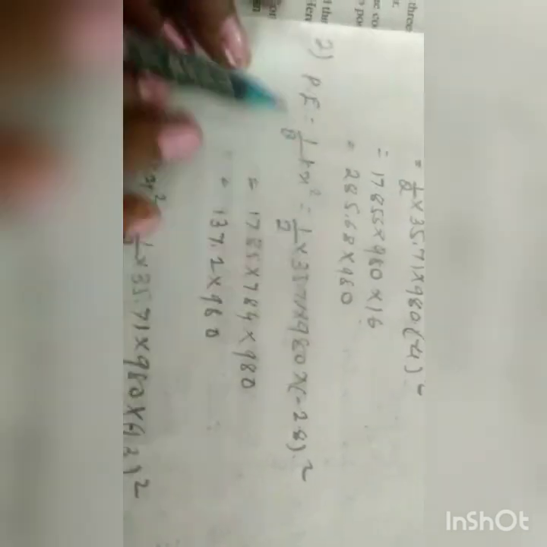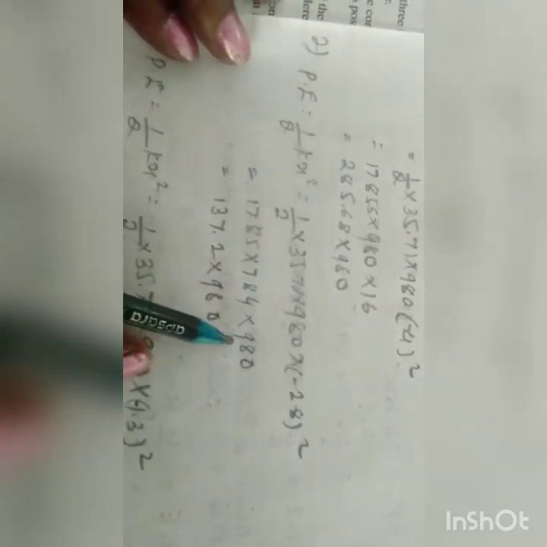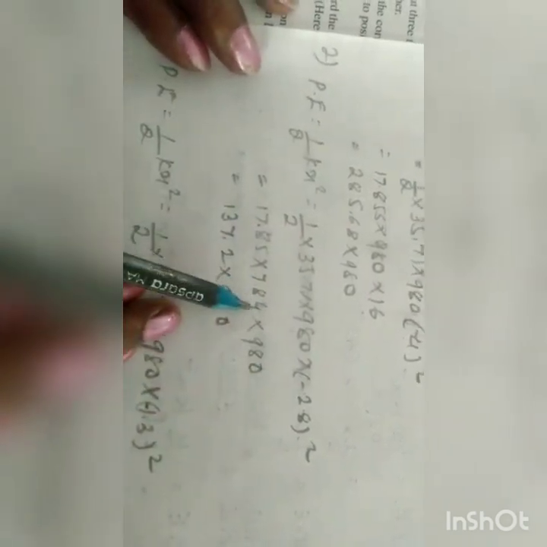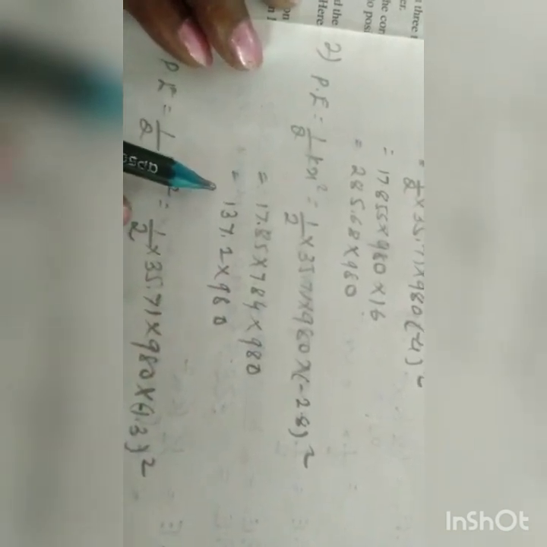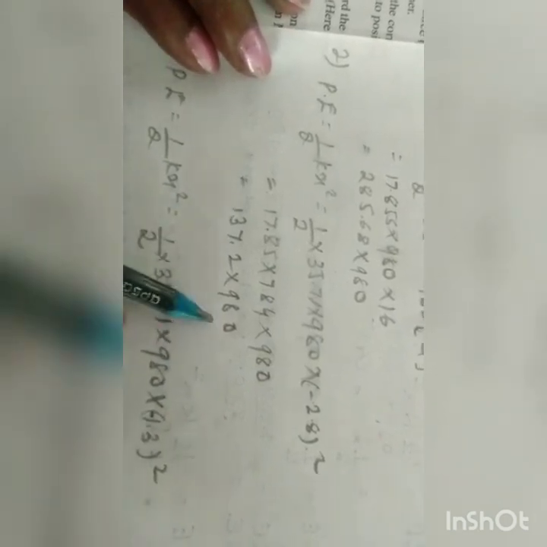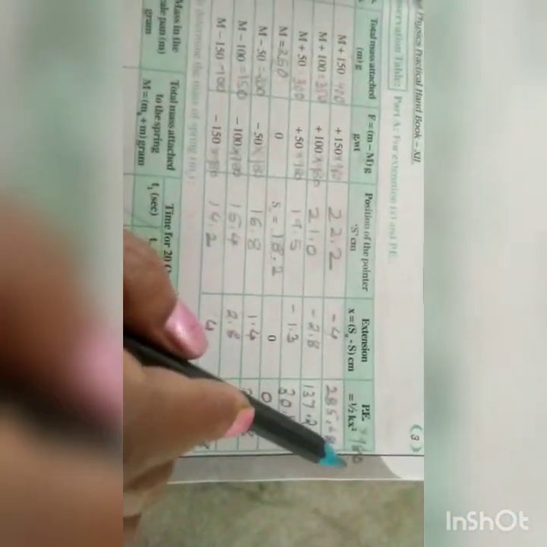Second one, again same, half k x square, minus 2.8 square. This 980 as it is, its division is 17.85. And 7.84 is the square of this minus 2.8. It becomes this much. Into 980. Likewise, we did all calculation. And I have written in this column potential energy. 980 is common for all. That's why I have written it here only. And values are like this.